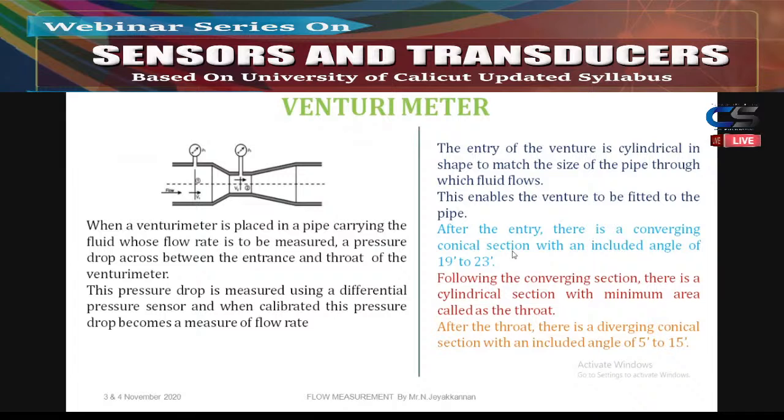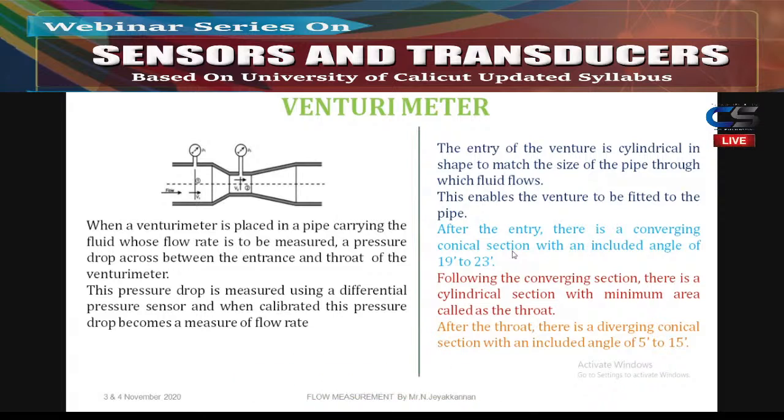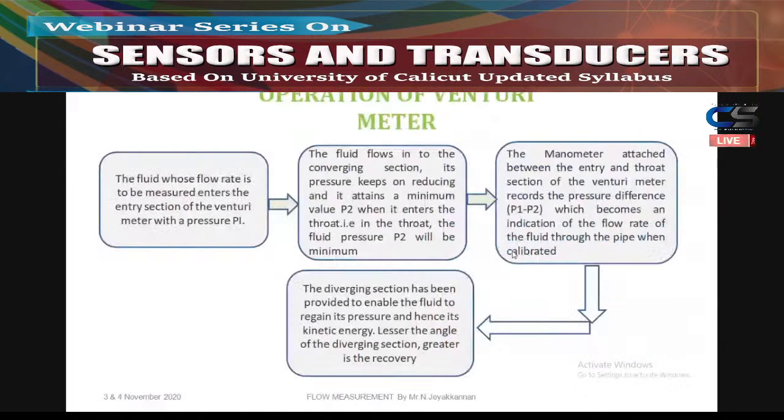Okay, and these are the basic venturimeter types. When a venturimeter is placed in a pipe carrying the fluid whose flow rate is to be measured, what we have to measure is the pressure drop across the entrance and after the convergence. So here we are relating the pressure with flow. Whatever the pressure changes, the flow will also change. So here, pressure is directly proportional to your flow. We are not measuring the flow directly. We are measuring pressure in terms of flow.